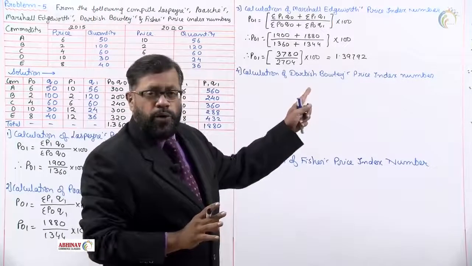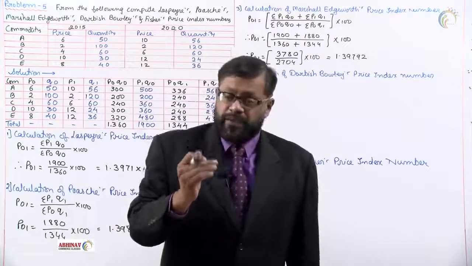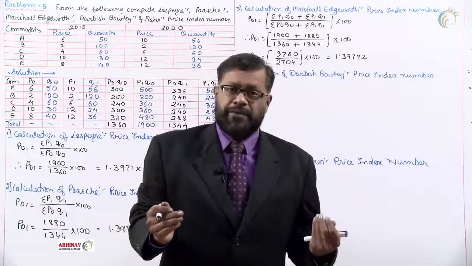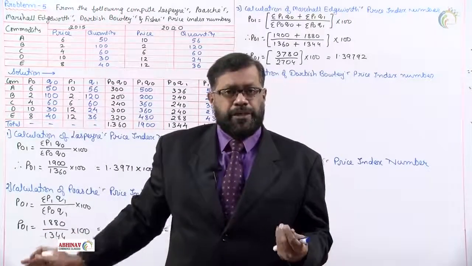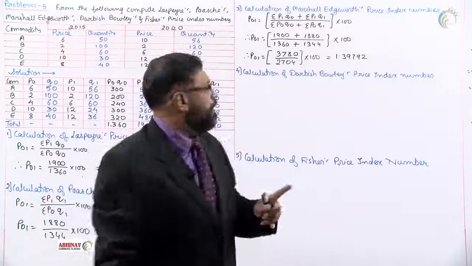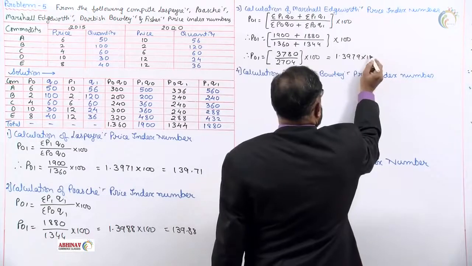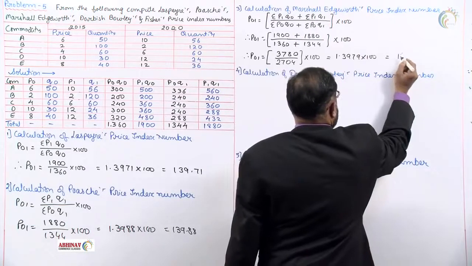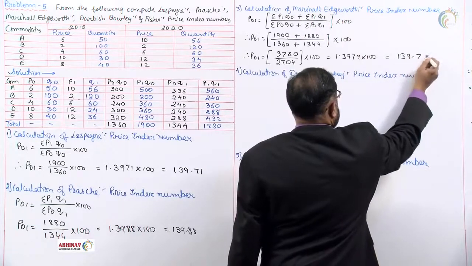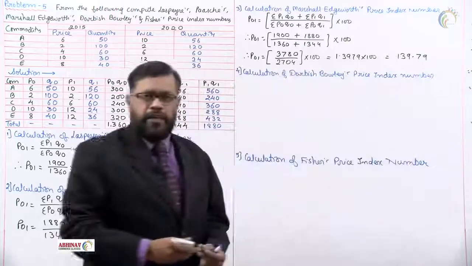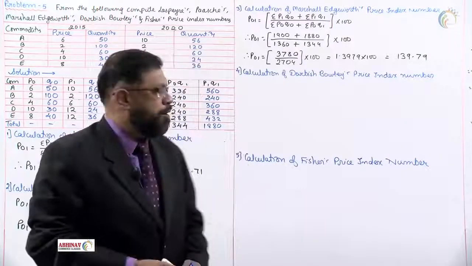We exclude the 2. If the number you exclude is 5 or more, only then we increase the previous number by 1, as seen in last year's. Here 2 is a number which is less than 5, so don't increase the previous number. That's all. Into 100. So the answer we get is 139.79, which is Marshall-Edgeworth.